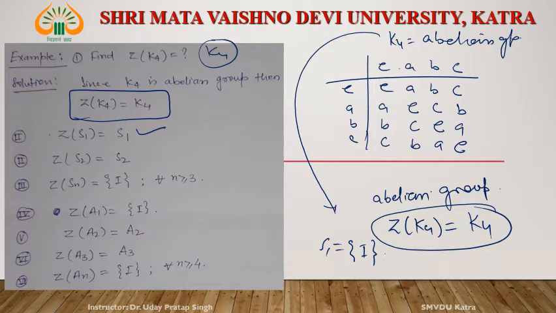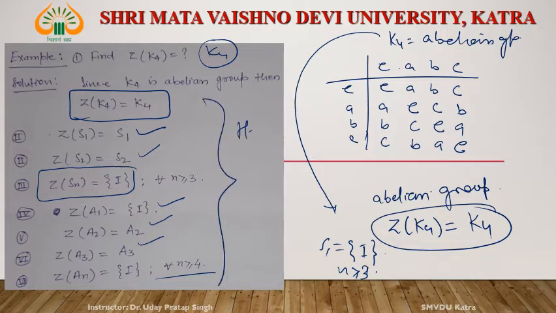Now, what is Z of S2? S2 is also an abelian group. Then this is S2. What is Z of Sn? For all n greater than or equal to 3, Z of Sn is only the identity. Right? What is Z of A1? Identity. Z of A2 is A2, Z of A3 is A3, and Z of An? This is identity for all n greater than or equal to 4. This you can verify. This is homework for you.